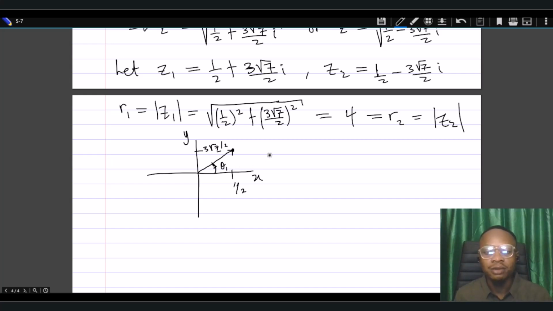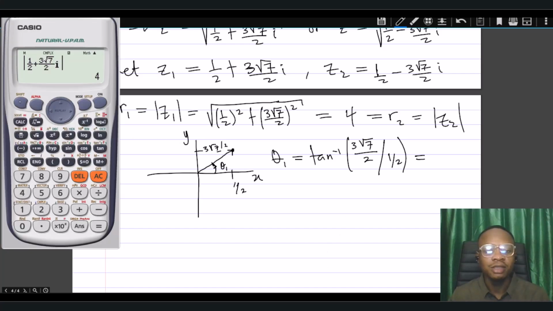So we'll have theta 1 to be equal to the tan inverse, that is quite easily the tan inverse of y over x. y is 3 root 7 divided by 2, and our x is 1 over 2. So by the time we do this, we cancel this out. So basically, our theta 1 is tan inverse of 3 root 7. Let's see what that gives us. Tan inverse of 3 root 7, then come here and close this off. So that is giving us 1.4 blah blah blah.